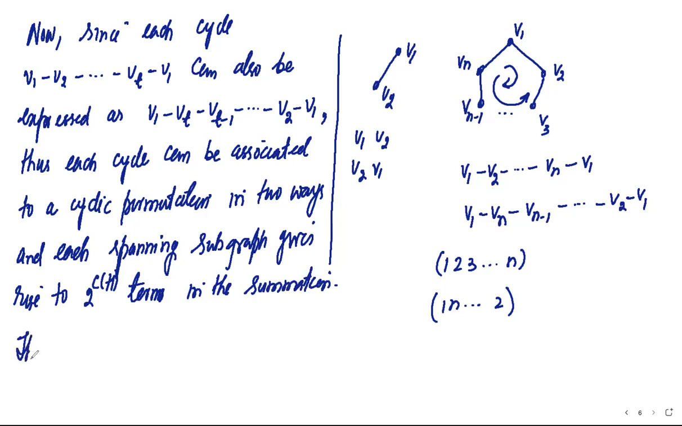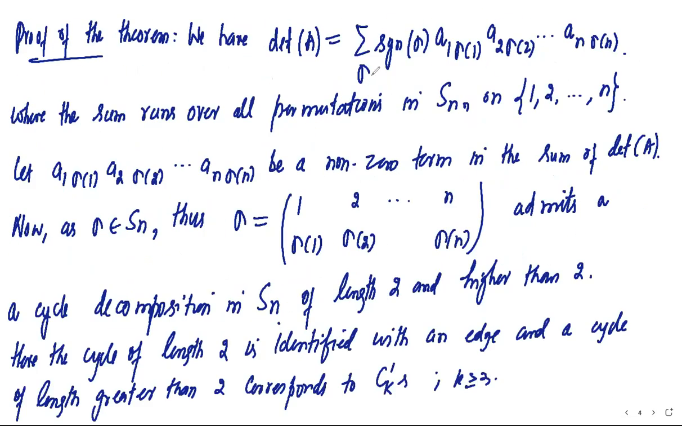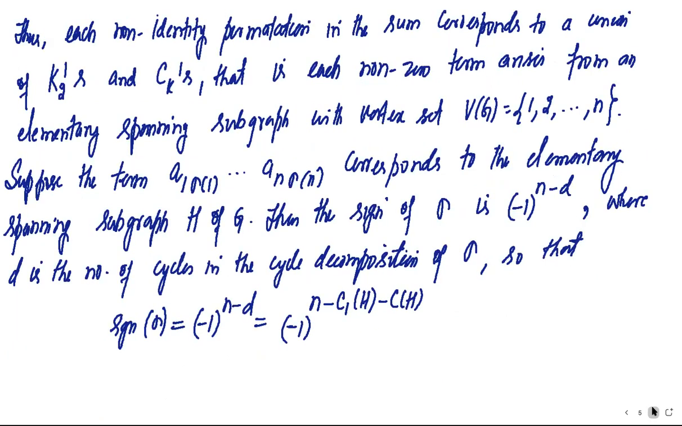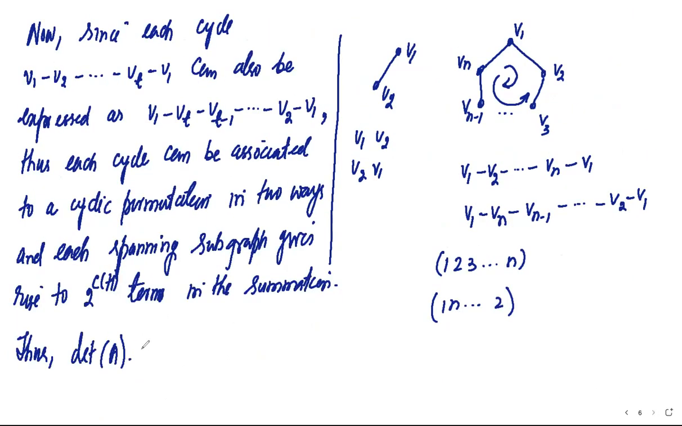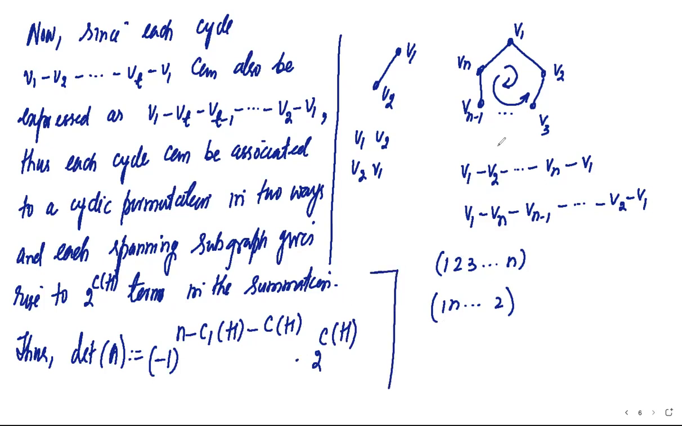So thus, the determinant of A: the sign of the permutation that we have proven to be equal to (-1) to the power this thing, so this is equal to (-1) to the power n minus C1 of H minus C of H. Then, since every cycle of length greater than or equal to 3 gives rise to two different permutations in Sn, each such spanning subgraph gives rise to 2 to the power C of H terms. Therefore, we have this multiplication as 2 to the power C of H. So this completes the proof of this theorem.